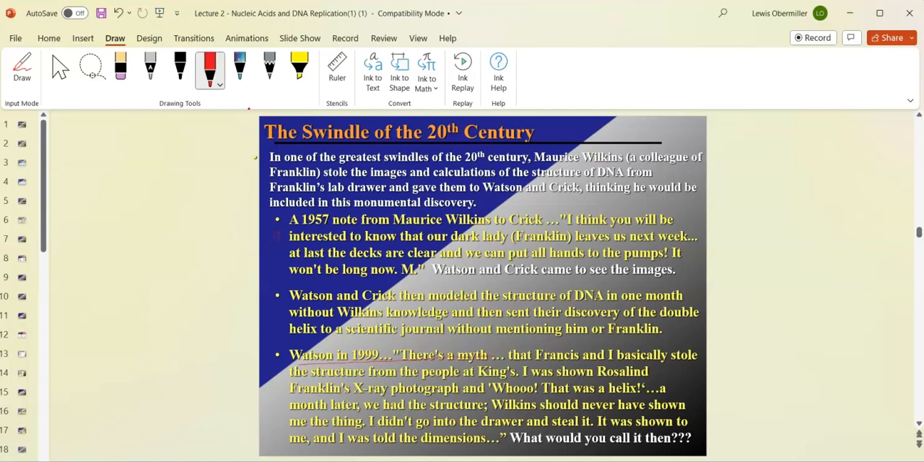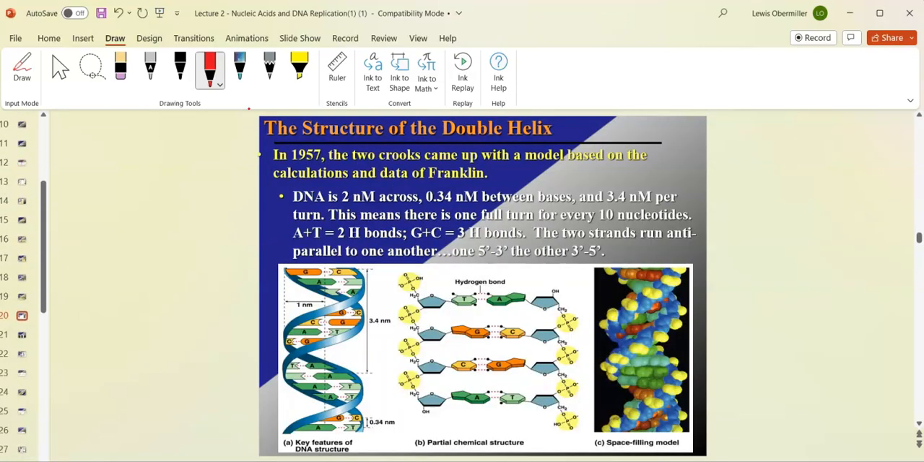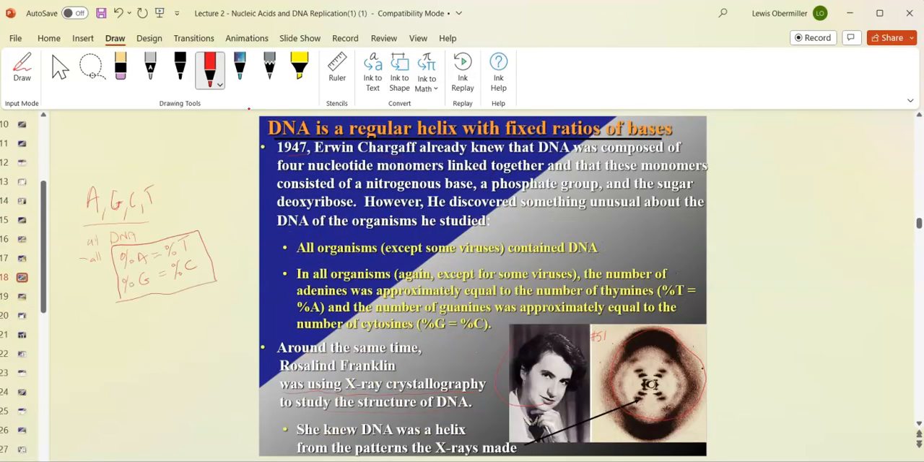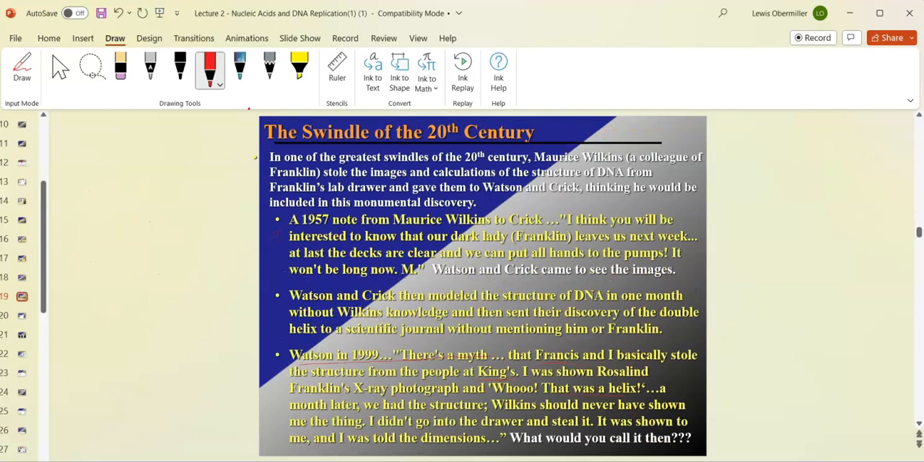There's a commencement speech that James Watson gave. And he said there's a myth that Francis Crick and I stole the structure from the people at King's. This is where Franklin and Wilkins worked. He said, I was shown Rosalind Franklin's X-ray photograph, and woo, that was a helix. He didn't know that this picture was a helix. He was a biochemist. There's no way in hell he would know what this is. So I call BS on that one.